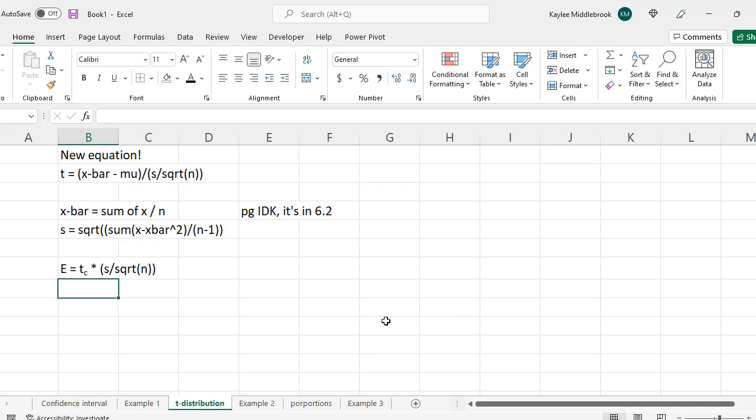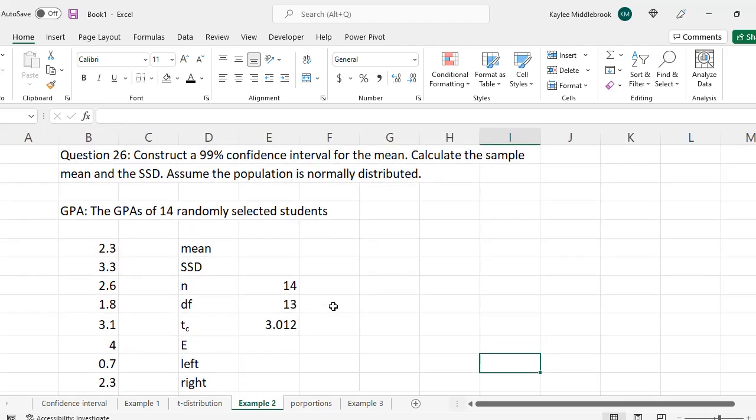Next, for our formula for error, we're going to have our t critical value, and then we're going to multiply that by our sample standard deviation divided by the square root of n. And remember that the sample standard deviation is represented by lowercase s, and the population standard deviation is represented by sigma. So when you're looking for the difference between s and sigma, just remember which values they correspond to, the population or the sample.